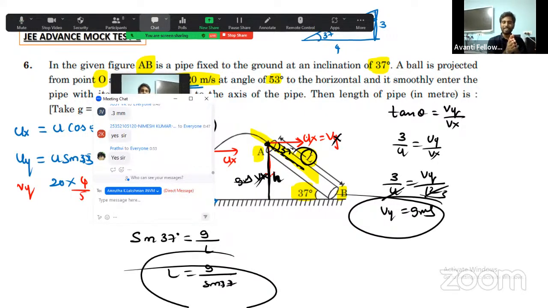And if you want to calculate h also, it is very simple. For h, you can apply tan 37 or sin 37, and you get the value of h as well.